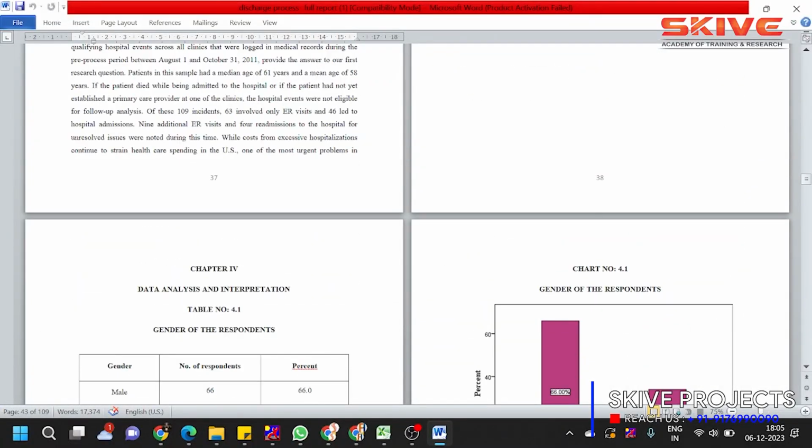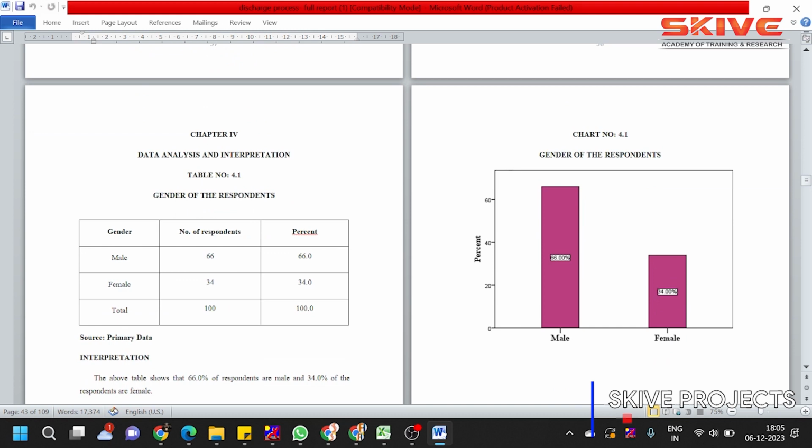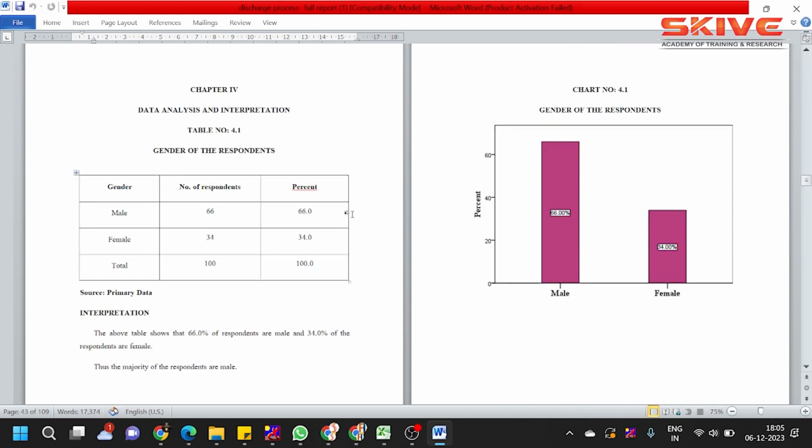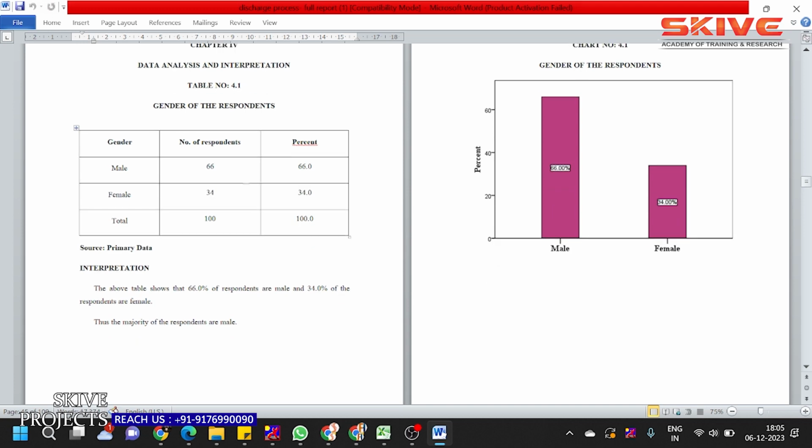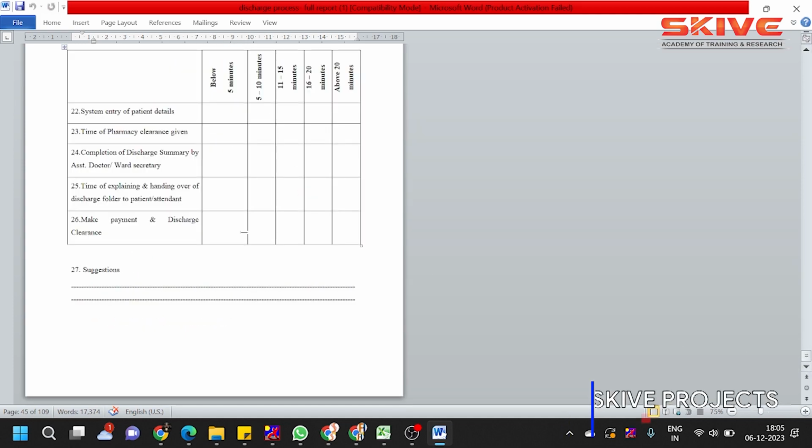So the literature review, 8 pages, we covered. And on the 29th page, we started our important chapter, data analysis and interpretation, which comes under chapter 7. Here the data have been collected from the inpatients through a set of questionnaires. I will show the questionnaires on the screen.